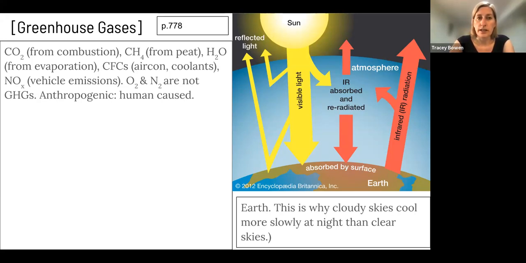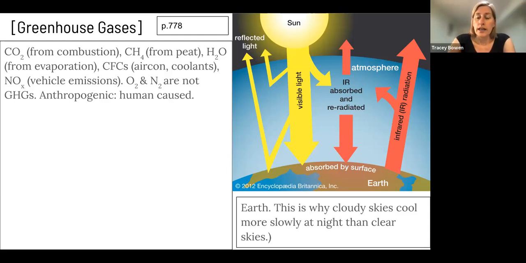because they were destroying the ozone layer, which is a totally separate issue from the greenhouse effect, but CFCs are also greenhouse gases. And then NOx, nitrous oxides, come from vehicle emissions due to high temperature combustion of fossil fuels. Oxygen and nitrogen are gases that make up the majority of the atmosphere, and they are not greenhouse gases. Carbon dioxide only makes up about 1% of the gases in our atmosphere, but it is a greenhouse gas, and for that reason, its increasing concentration is problematic.